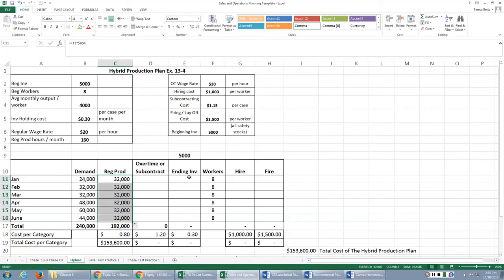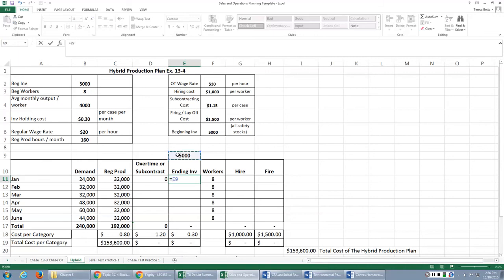And then what that tells me is that in the first month, I'm actually producing more than I need, so I need 0 overtime or subcontracting. So I have 5,000 in beginning inventory, and I'm going to produce 32,000 to add to that, and of those I'm going to sell 24,000, leaving me with an ending inventory of 13,000. In the next month, in February, I'm going to produce exactly what I'm going to sell. So if I were to continue the same approach, I have 13,000 in beginning inventory, right? I produce 32,000 and I sell 32,000. So my ending inventory remains unchanged.